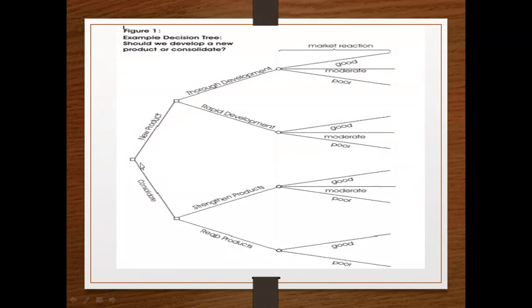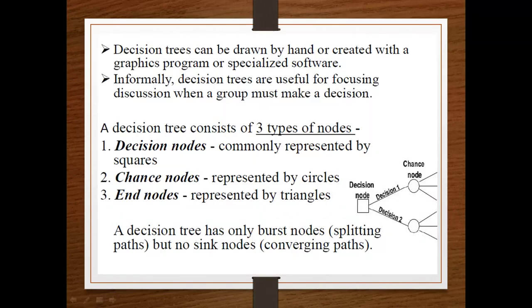Let's see here. It is a new product, and this is consolidate. This is thorough development, this is rapid development, this is strengthen product, this is reap product. This is good, moderate, poor, good, moderate, poor, good, moderate, poor, good. So if it is a new product, I am going to go for thorough development or rapid development. If it is consolidate, that means I have to strengthen the product, or I have to reap the product. So it can be good, moderate, poor, and for reap the product, it can be good or poor. So this is an example of a decision tree.